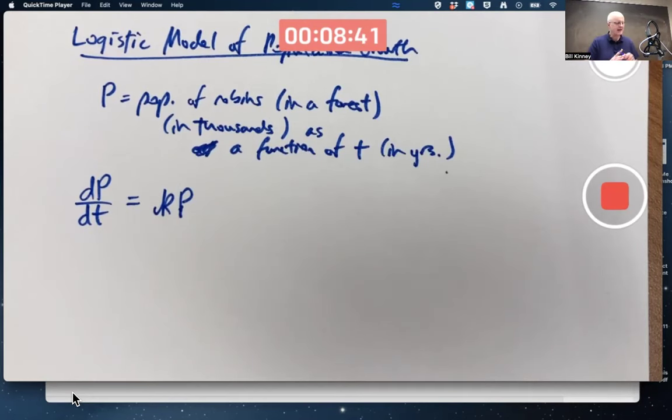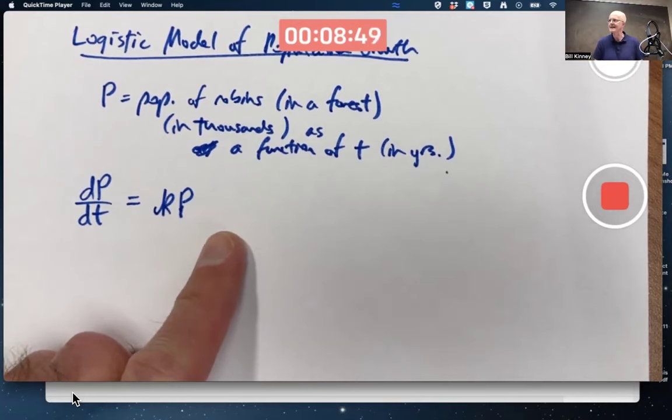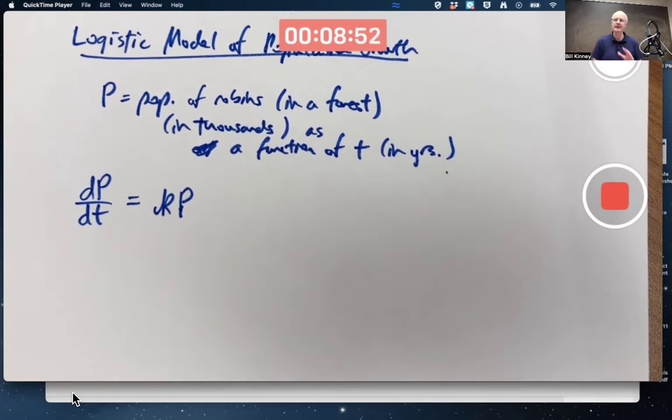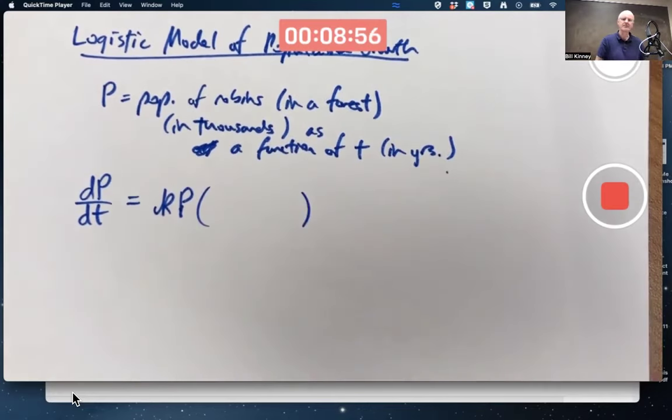So what should I do to modify it to take into account limits on the environment? There's lots of things you could try. You might try maybe subtracting a constant here or something like that. Instead, what I'm going to do is multiply by something, I'll put it in parentheses, that's close to 1 when P is close to 0, and close to 0 when P is close to some limiting carrying capacity of the environment.